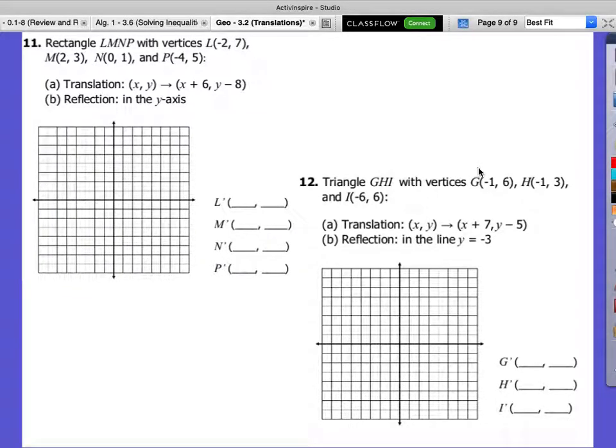So, 11. Grab rectangle LMNP. Let's grab this rectangle to start with, please.